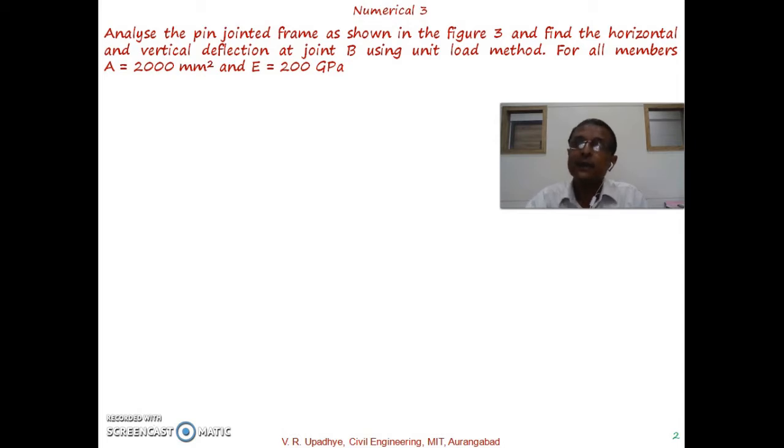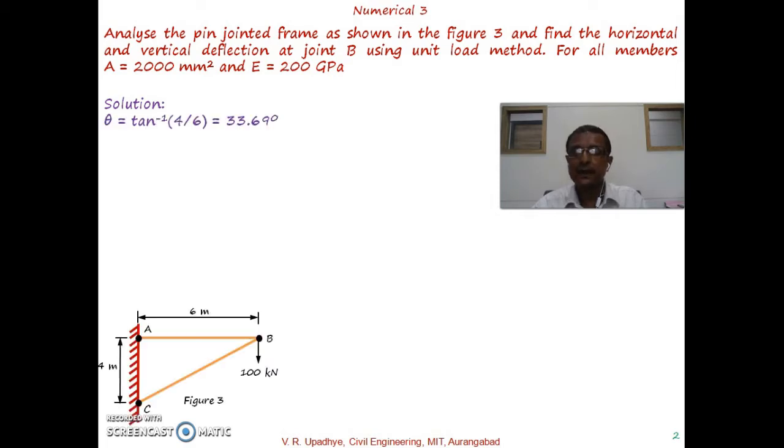Numerical 3, the statement of the numerical is something like this. Analyze the pin jointed frame as shown in the figure and find the horizontal and vertical deflection at joint B using the unit load method. For all members, the area of cross section is given as 2000 millimeter square and Young's modulus is given as 200 gigapascal. So this is the diagram for the analysis.